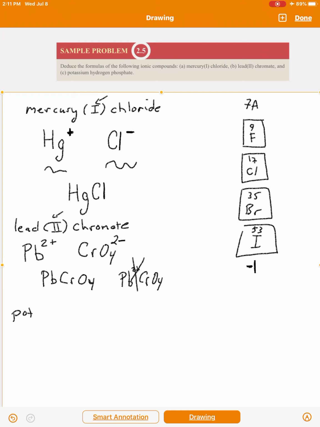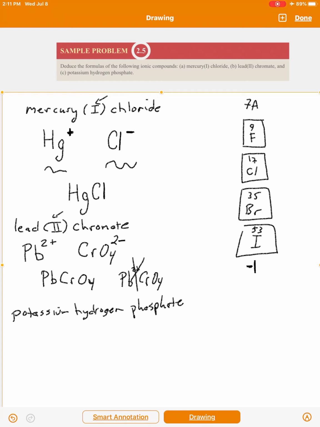This one actually seems to have 3 parts, right? Potassium, hydrogen, phosphate. Interesting name, right? Okay.